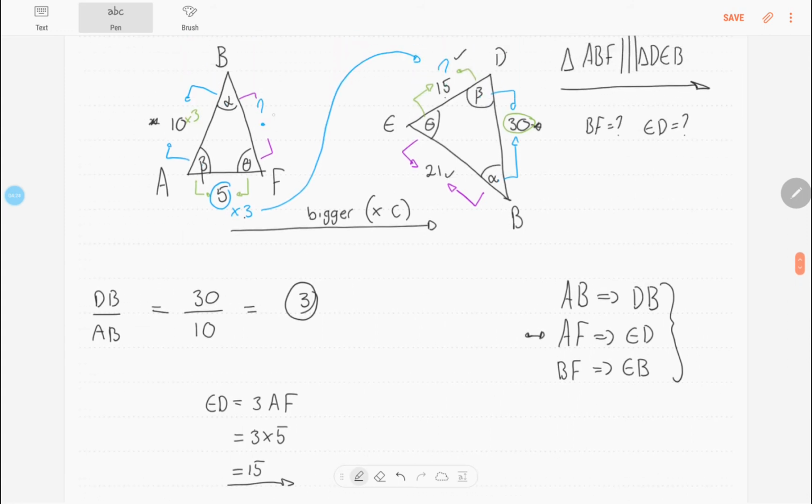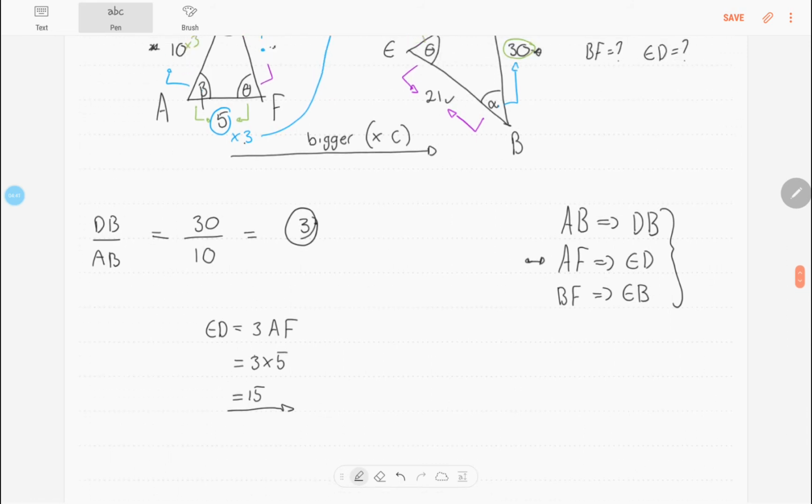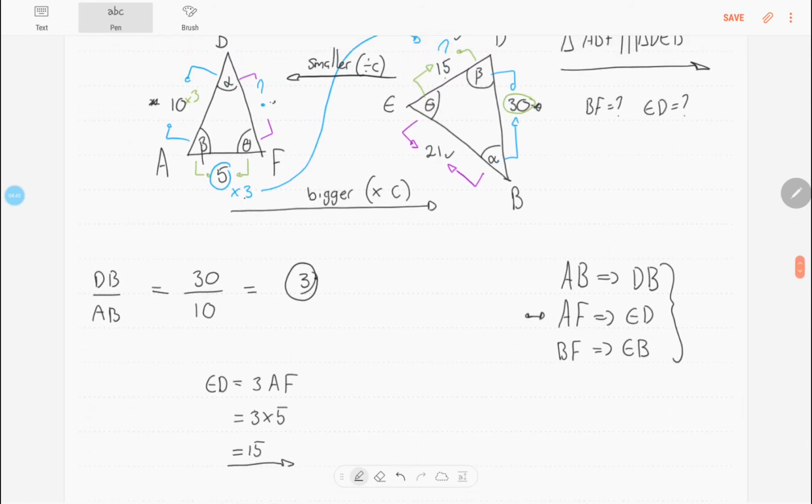Now we have that one and this one, so we just need to find our BF. We need to go from our big triangle to our smaller triangle. So we're getting smaller, and when we get smaller, we divide by our 3, our proportion value. We find our corresponding pair, so we're going from EB to DF. EB, we're going to divide that one by 3.